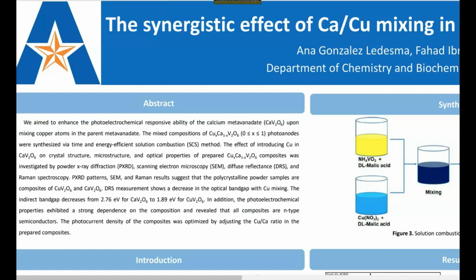In this project, we mix different compositions of copper and calcium vanadate photoanodes via solution combustion synthesis in order to enhance the photoelectrochemical response of the mixture between calcium metavanadate and copper atoms in the parent metavanadate. All the methods used suggest that our polycrystalline product was a composite mixture of CuV2O6 and CaV2O6. There's also strong dependence on the composition, and all composites are n-type semiconductors.